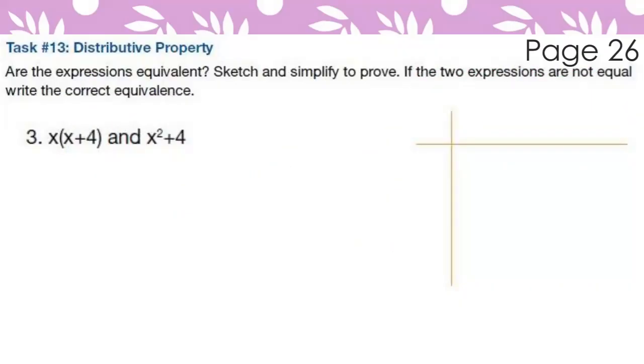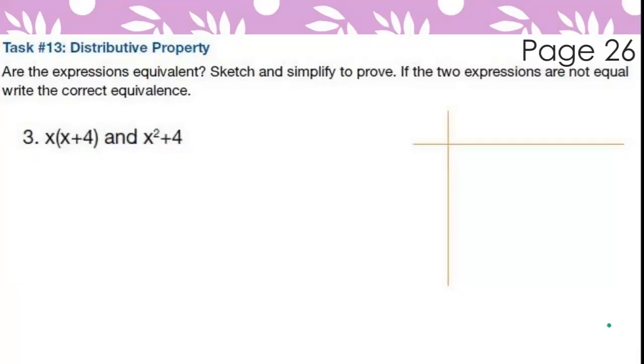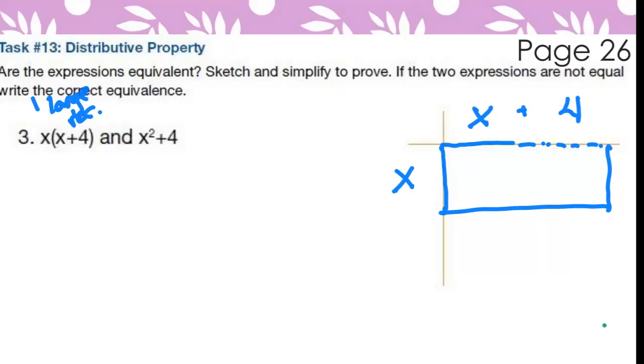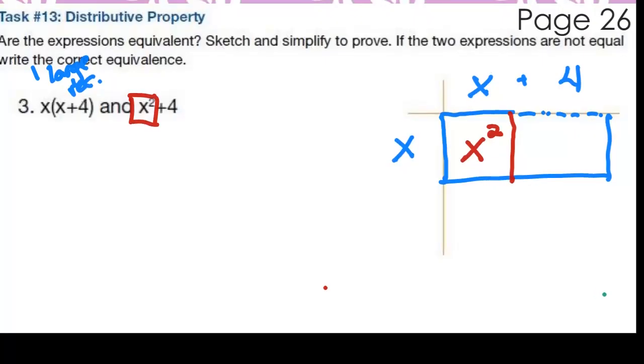Distributive property. Are the expressions equivalent? Sketch and simplify to prove. So again, this is my one large rectangle, which has a width of x, and it has a length of x plus 4. So here's my large rectangle. Is that the same as the sum of the two smaller rectangles? So the area of the smaller or the first rectangle is x squared. And what is the area? Supposedly it is 4.